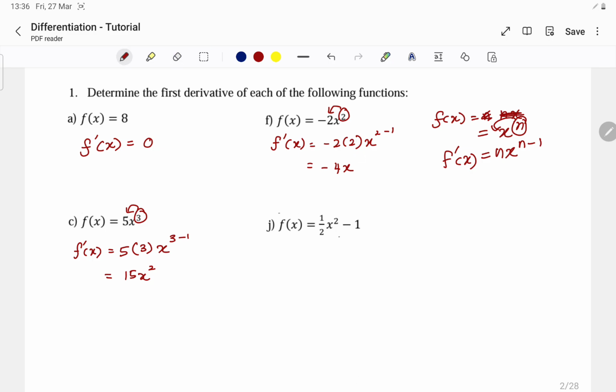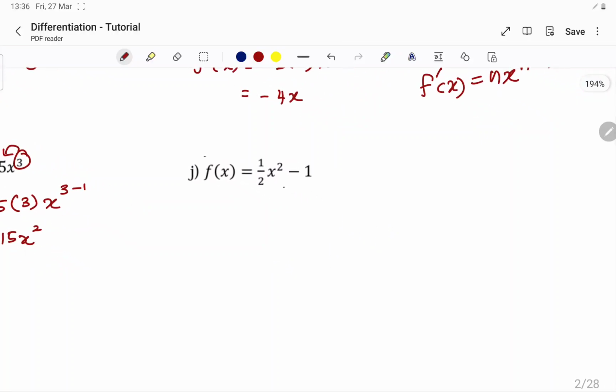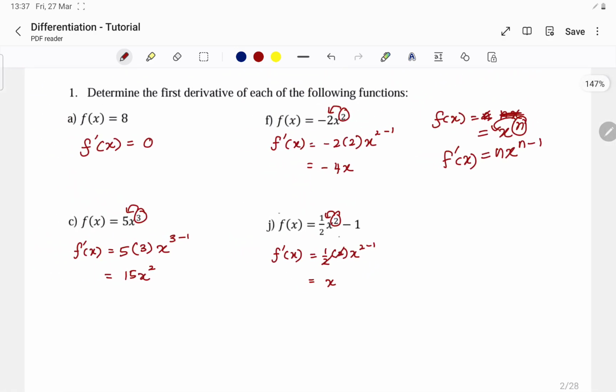So the next one, question J. Okay, we have f(x) is equal to negative 1 over 2 x squared minus 1. F prime x is equal to 1 over 2 you copy, 2 to the power of 2 you bring in front. So you multiply with 2, x to the power of 2 you copy, the power you minus 1. And then we have negative 1 here. When we differentiate, because negative 1 is a constant, then it becomes 0. Then no need to put. So here you have 1 over 2 multiplied by 2 become 1. So you're going to get x to the power of 2 minus 1 become 1. So no need to put the power. So this is your answer for question J.